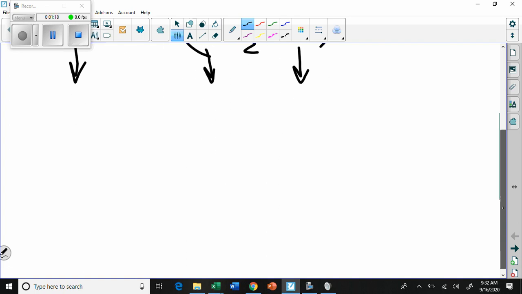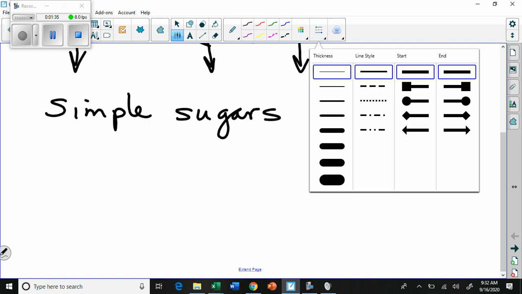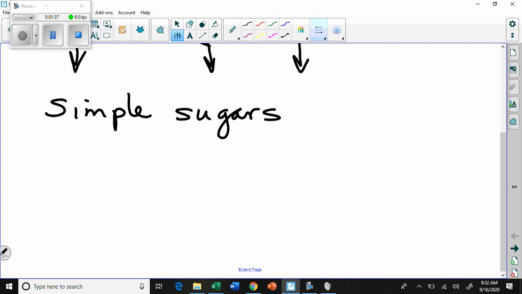Carbohydrates come in simple forms, which are called simple sugars. So the first group of carbohydrates are the simple sugars. And a good example of a simple sugar is our friend glucose. So we will draw glucose again, because the more we draw glucose, the more we get used to drawing glucose.